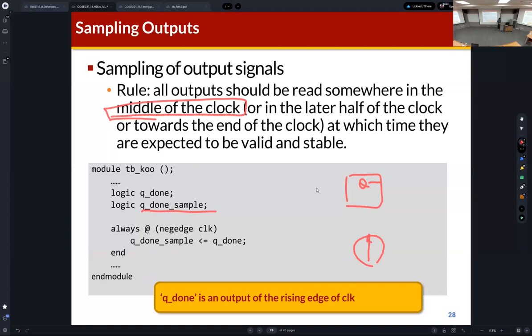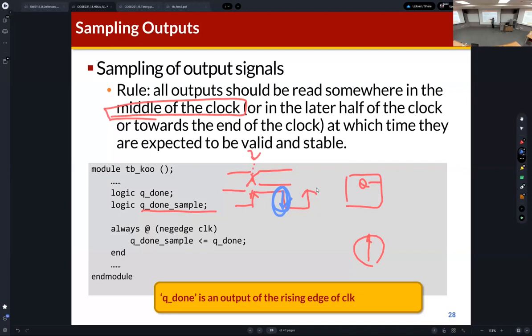Okay? So it looks like this. This is the clock signal. Then the output will be changed like this. This is the simulation, not a real synthesis model. So the output will be changed at the rising edge of the clock. But if we just check the output signal at this point, we don't know the exact value. So usually we check the output value at the different edge of the clock signal, so in the middle of the clock period.